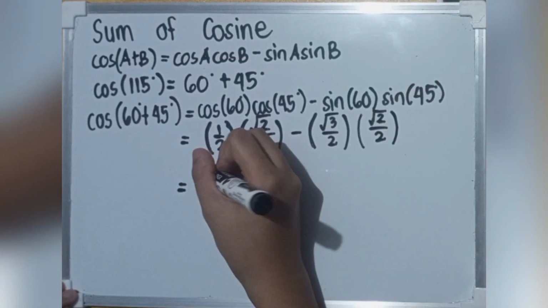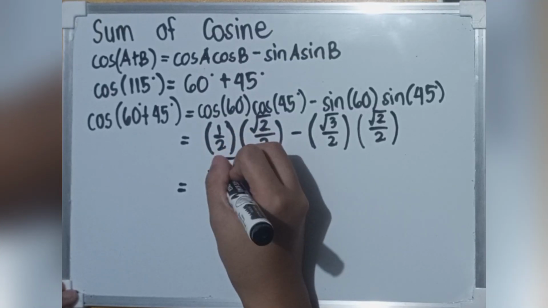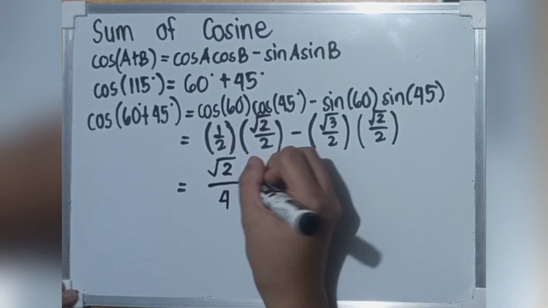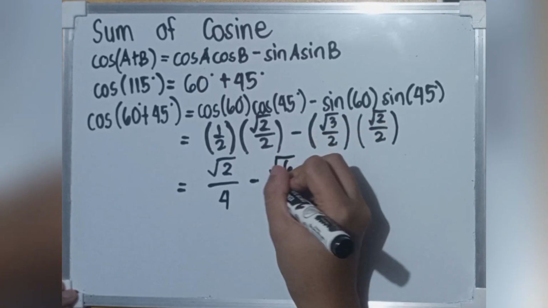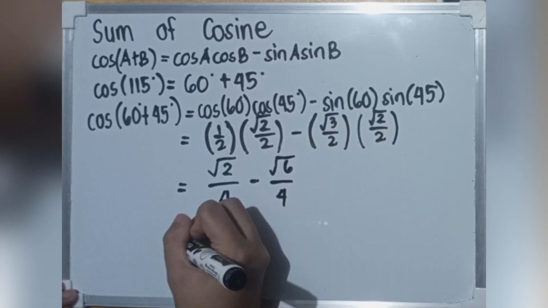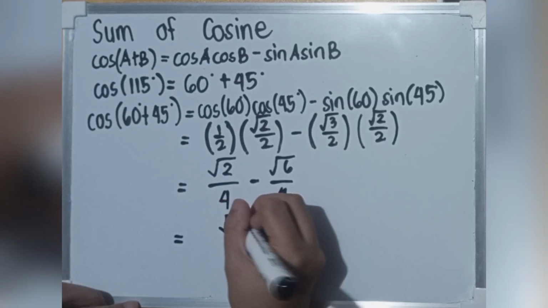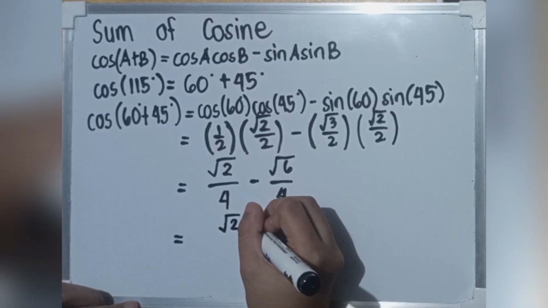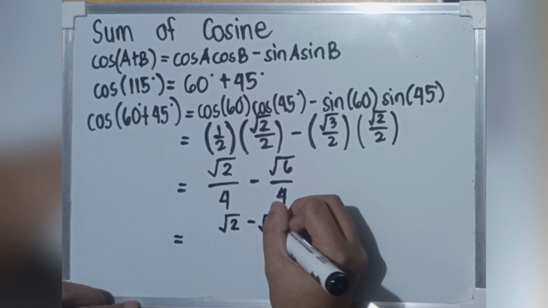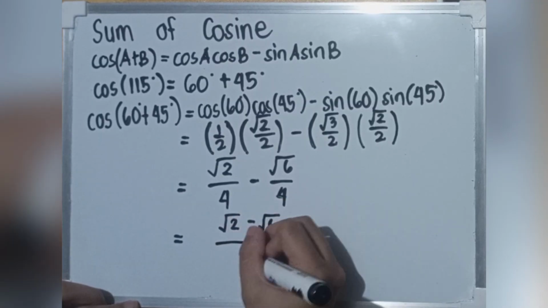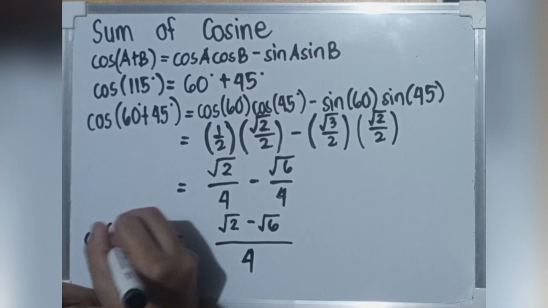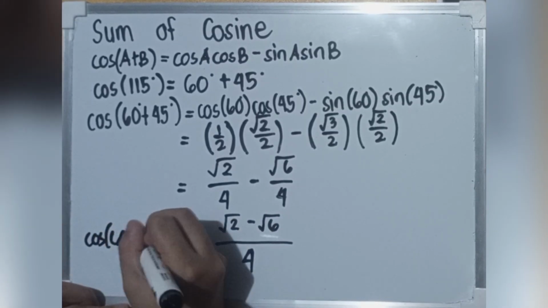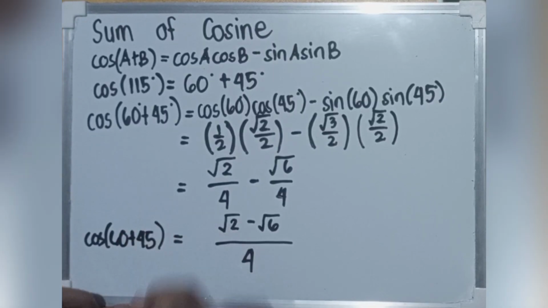So 1 times square root of 2 is square root of 2 over 4, minus square root of 3 times square root of 2 is equals to square root of 6 over 4. And then our final answer is square root of 2 minus square root of 6 over 4. So that is the sum of cosine 105 degrees, or the cosine of 60 degrees plus 45 degrees.